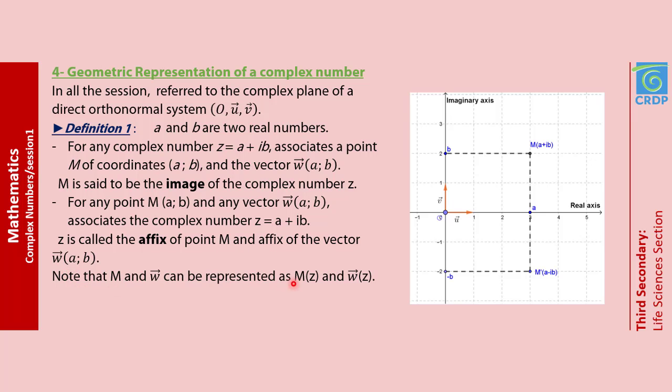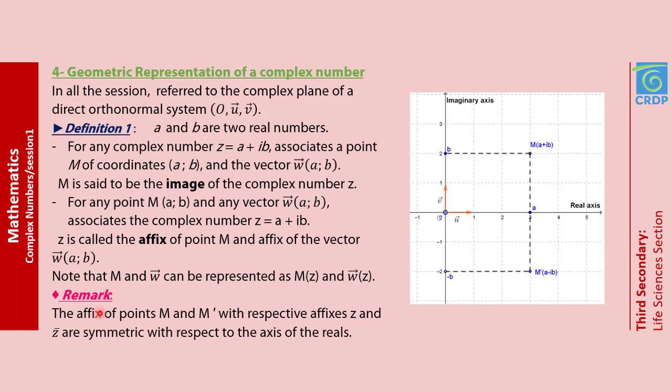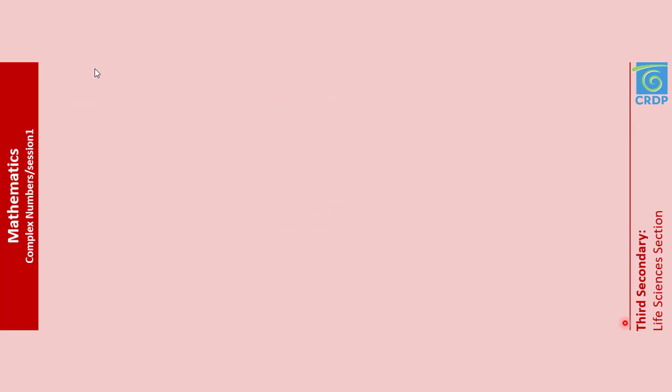As a representation, we can write M of affix Z and omega of affix Z also. Remark: the points M and M prime of respective affixes Z, which is equal to A plus IB, and Z bar, which is equal to A minus IB, are symmetric with respect to the real axis or the abscissa axis.